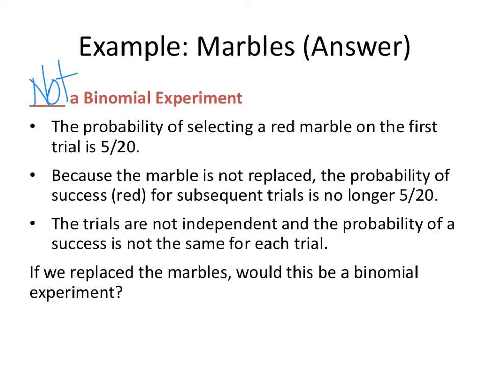So if you think about it, our trials would be the 3 marbles. So we have a number of trials. We have independence because we are replacing the marbles this time. We have counting the number of successes. So a success would be that the marble is red, and we can label outcomes as being red or not being red. So it would be a binomial experiment if it was just changed to we replace the marbles.